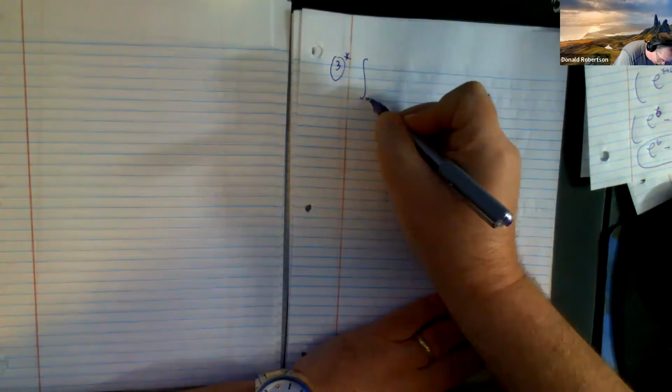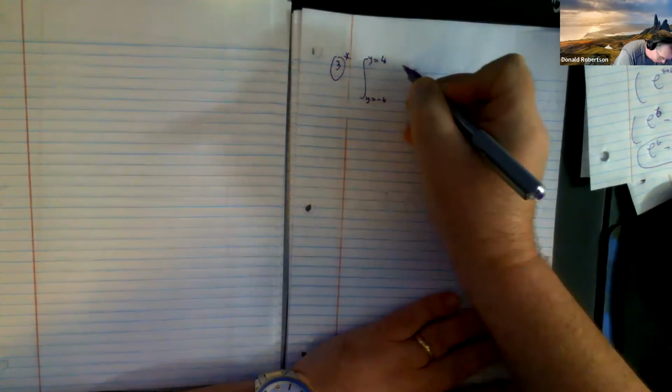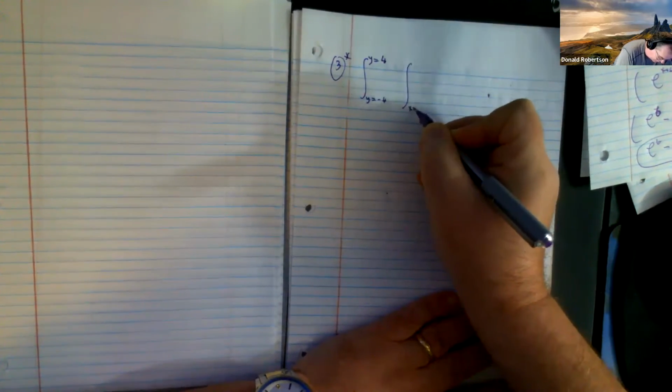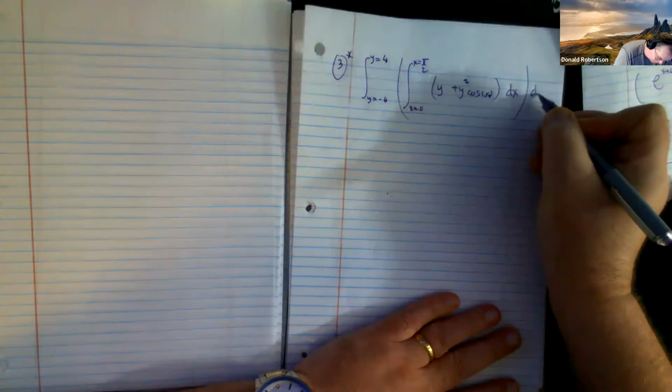And the double integral is from y equals negative 4 to y equals positive 4, and then from x equals 0 to pi upon 2. And the function is y plus y squared cosine x, and the x's get first, and then the y's get second.